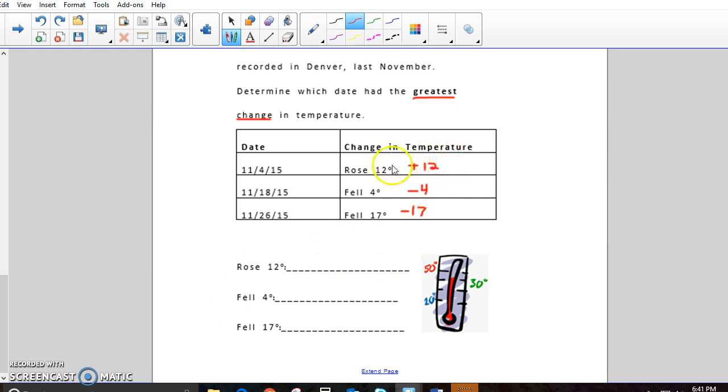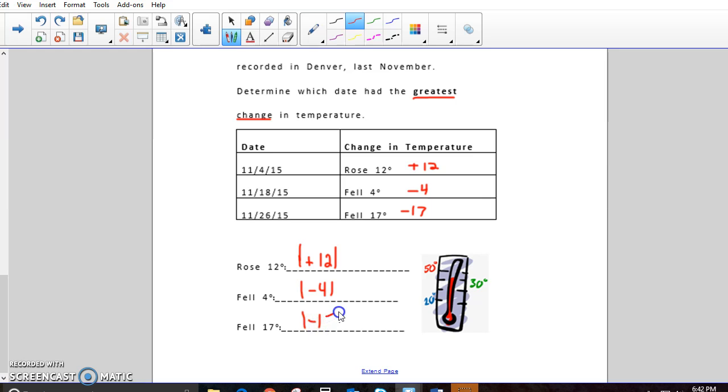The way we can look at that is the absolute value of these numbers. We're looking at the absolute value of +12. Here are those bars. We're looking at the absolute value of -4. And we are looking at the absolute value of -17.